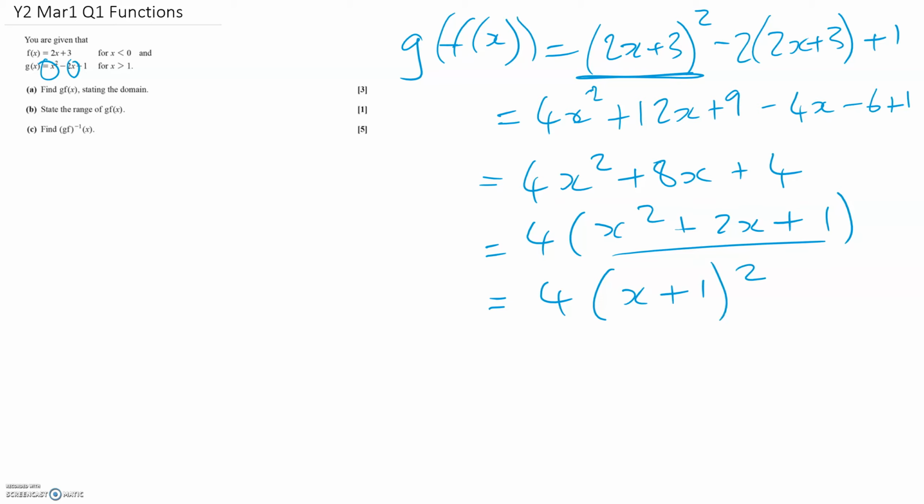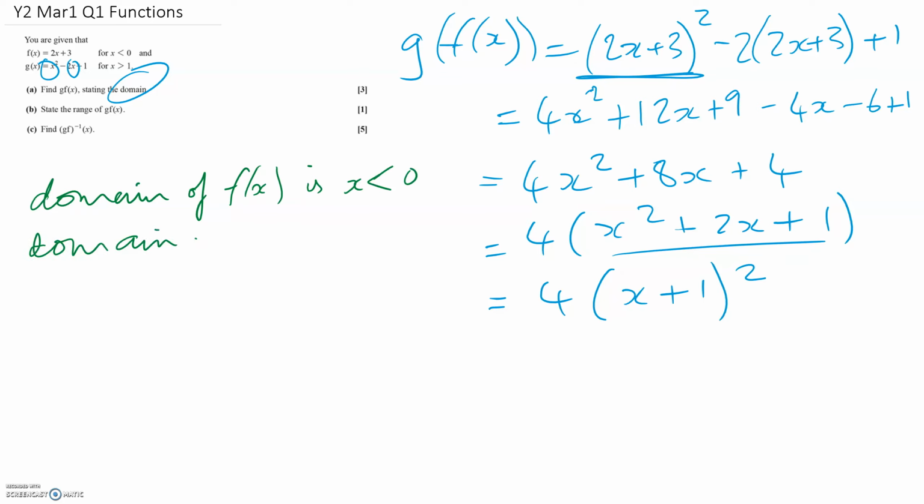We do need to find the domain though now, which is slightly awkward. Let's do that in a different color. We know the domain of f(x) is x is less than 0, and we know the domain of g(x) is x is greater than 1.